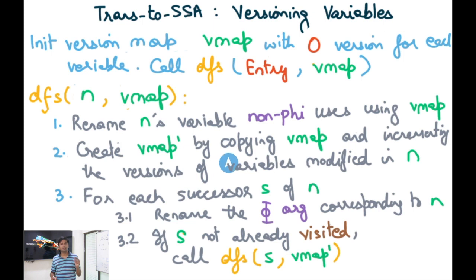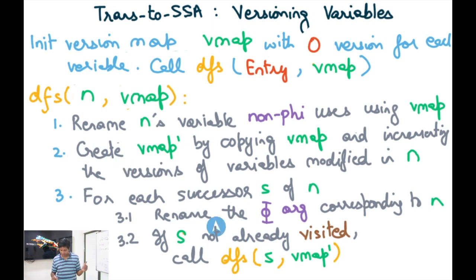Then there's one slight twist here. For the phi nodes at my successors, I'm going to rename the variable corresponding to my branch in that phi node in this step itself. So when I'm visiting node n, I'm also going to rename, just like I renamed all the non-phi uses in my basic block, the phi uses in the successor of n. Notice that I'm not renaming the phi uses of n in this step. I'm going to rename the phi uses of the successor of n. And overall, that's going to ensure that all the phi uses are also renamed appropriately.